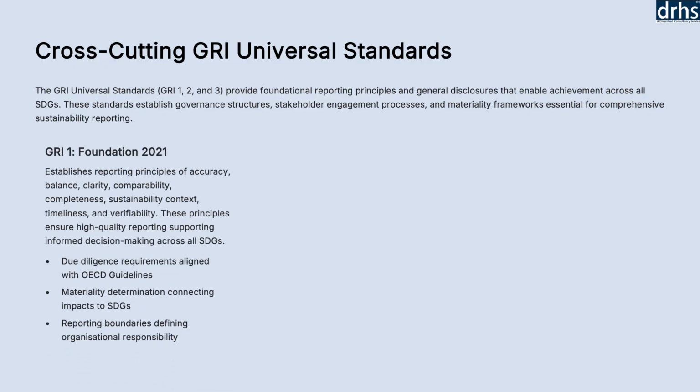GRI 1, Foundation 2021 sets out the core concepts and reporting principles that underpin all GRI-based disclosures. It establishes requirements for accuracy, balance, clarity, comparability, completeness, sustainability context, timeliness, and verifiability. GRI 1 also explains how organizations should use the GRI standards, define reporting boundaries, apply due diligence, and ensure alignment with internationally recognized instruments such as the UN Guiding Principles on Business and Human Rights. This foundation ensures consistency and integrity across sustainability reports.